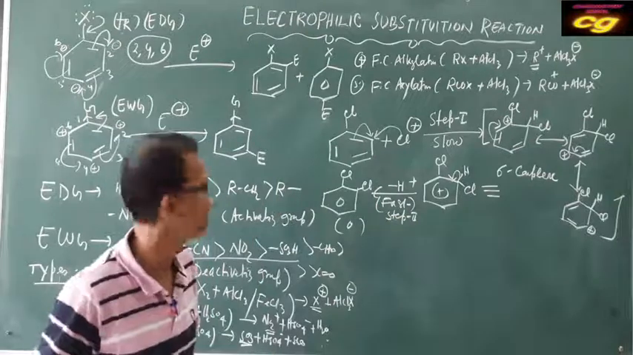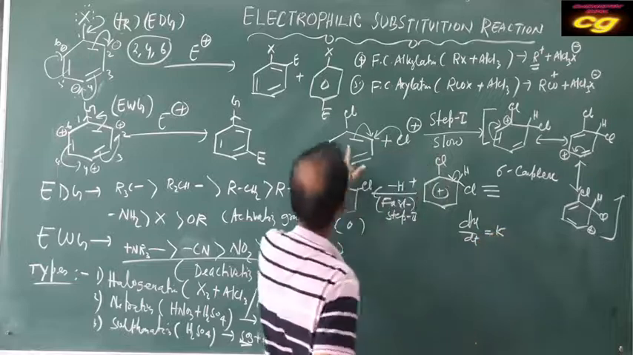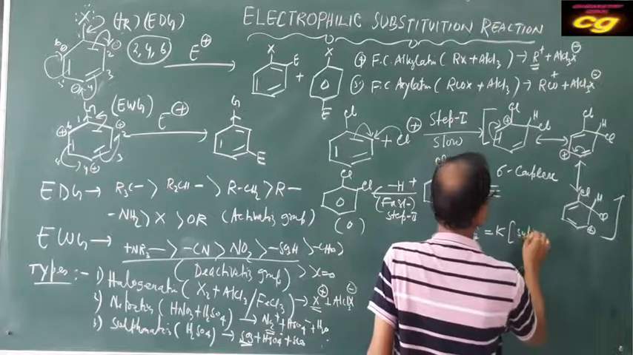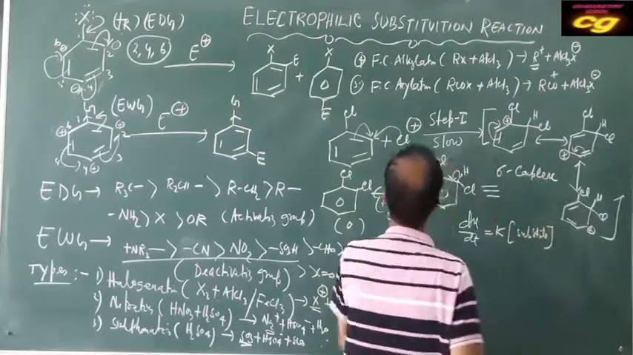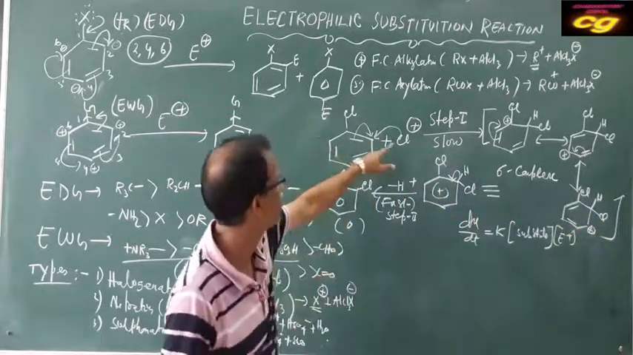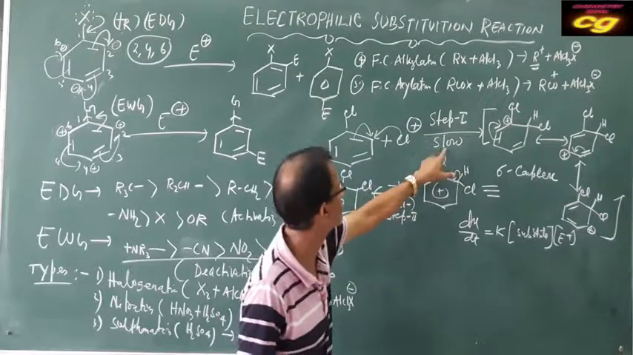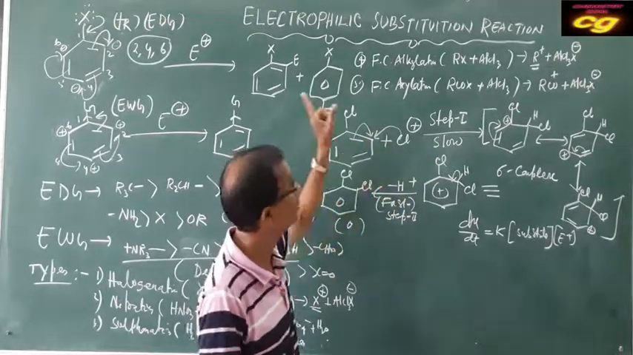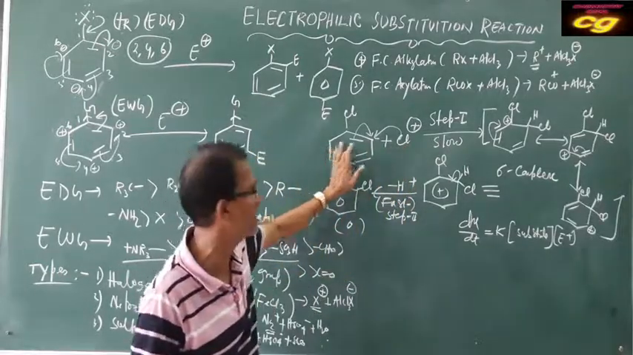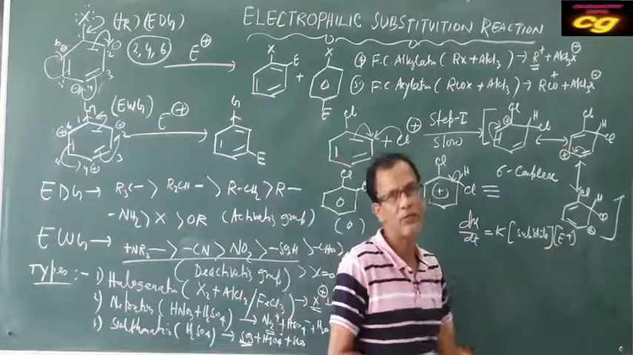So if you see the kinetics, dx by dt is equal to A times the concentration of your substrate and the electrophile, E plus. Here the electrophile is Cl plus and the substrate is chlorobenzene. This is the rate determining step, as it is a slow step. So this electrophilic substitution reaction depends upon the concentration of electrophile and also the concentration of substrate. Both matter. If the electrophile is increased, the rate also increases.